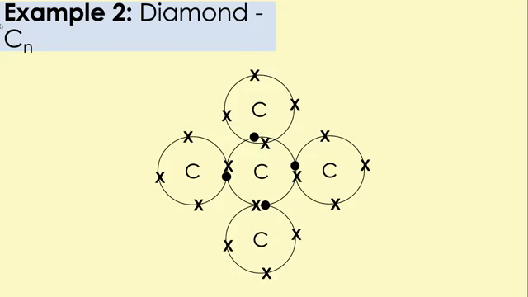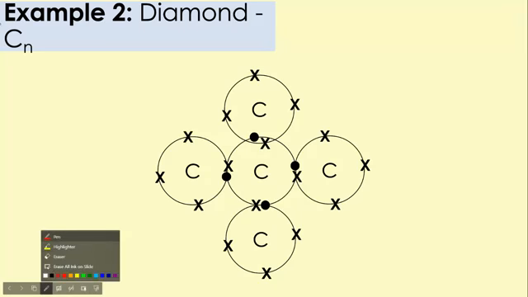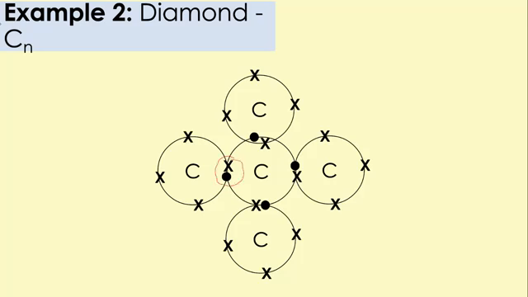Okay, so if we look at that, the carbon in the middle has got 1, 2, 3, 4 pairs of shared electrons, so it's got 4 covalent bonds. Whereas this carbon here has got 1, 2, 3, 4, 5. So the ones on the outside have only got 5 electrons, but the one in the middle is now happy because it's got 8 electrons.